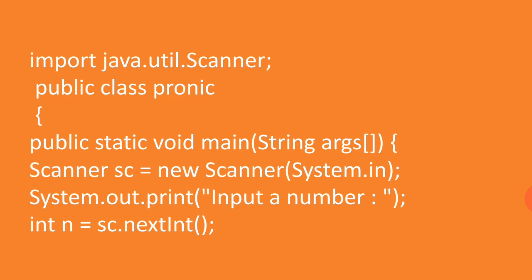Import is a keyword which helps us in importing the packages to our program. Then we have a class definition as usual, public class Pronic. If you don't want to write public, no problem, you can just write class Pronic. After that we start the main function, public static void main(String args), and this is the area where we will have the entire logic of the program.